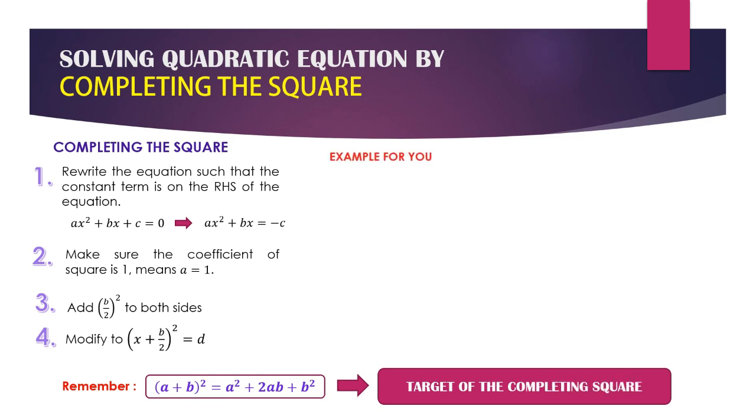I want to give an example for you. Solve this equation by using completing the square: x squared minus 6x plus 4 equals 0.